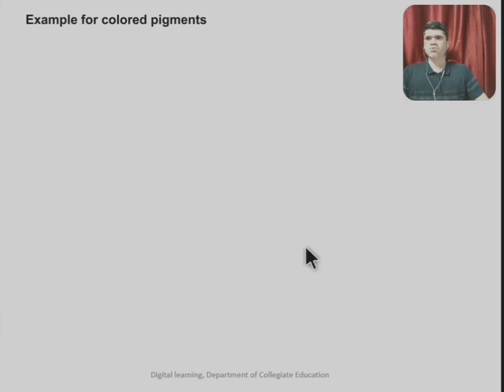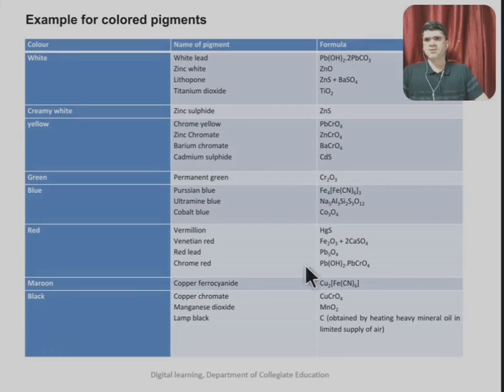So next we will move to examples of colored pigment. These are some of the examples. Say white. For white color, we have white lead, lead hydroxide. Nowadays lead is a poisonous substance, so these are very less used. Zinc white, that is ZnO. Lithopone, that is ZnS plus BaSO4.